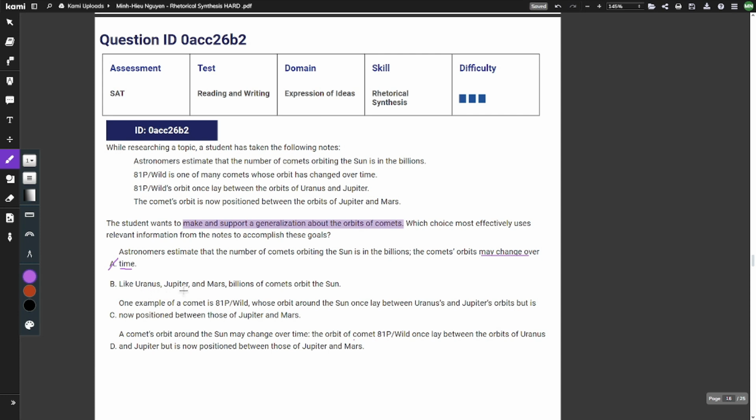B. Like Uranus, Jupiter, and Mars, billions of comets orbit the sun. Cool, comets orbit the sun. But it doesn't make a generalization about their orbit, and it doesn't support that at all. So it's not going to be B. C.